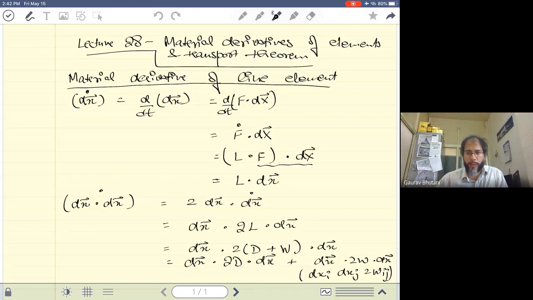And here what we are doing is we are taking a double dot product of the two tensors. So we can see that dxi dxj is a symmetric tensor by definition. And the second one, wij, is a skew symmetric tensor by definition. So a double dot product of a skew symmetric and a symmetric second order tensor is 0, as we have derived in our mathematical backgrounds chapter. So this term is 0. So what we get is dx dot 2d dot dx.